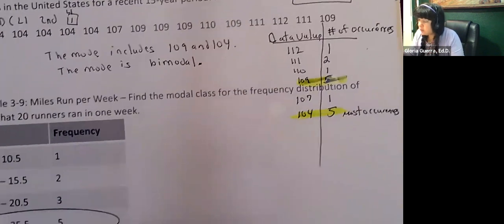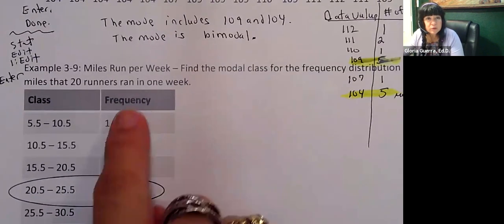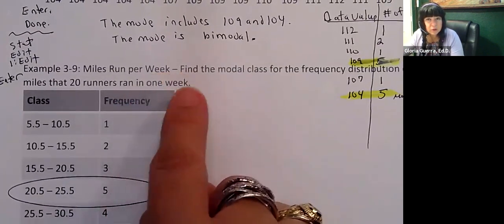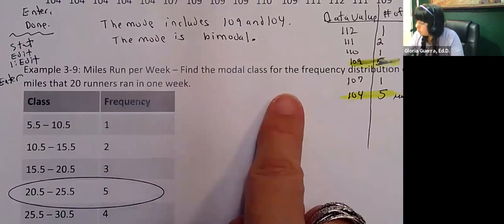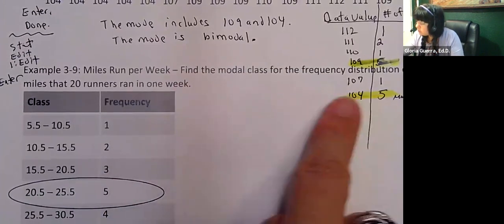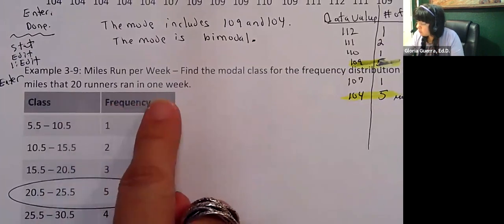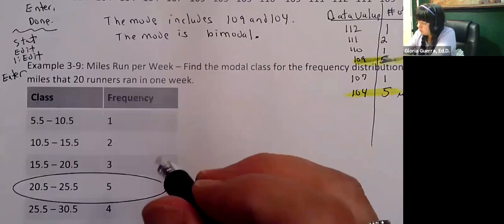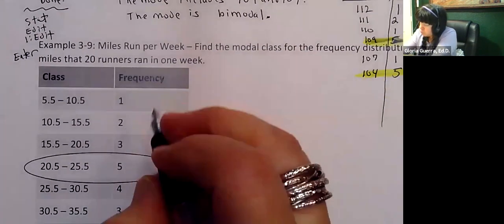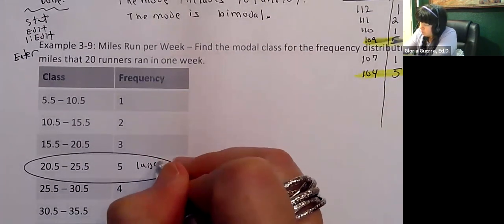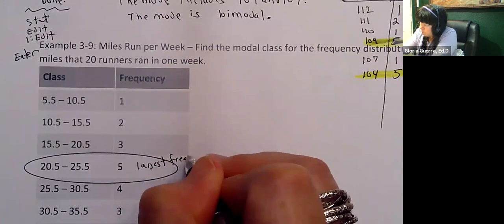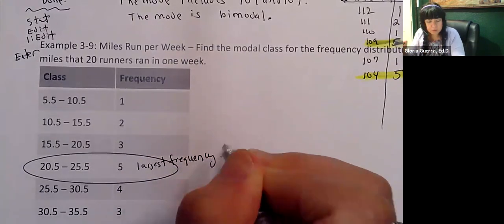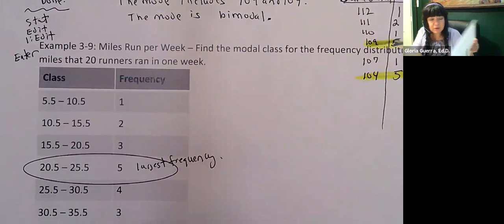And I'm not sure why this is here. We already covered this. It's kind of odd. Find the modal class for the frequency distribution of miles. So the modal class is the one with the largest frequency. That's kind of out of place.